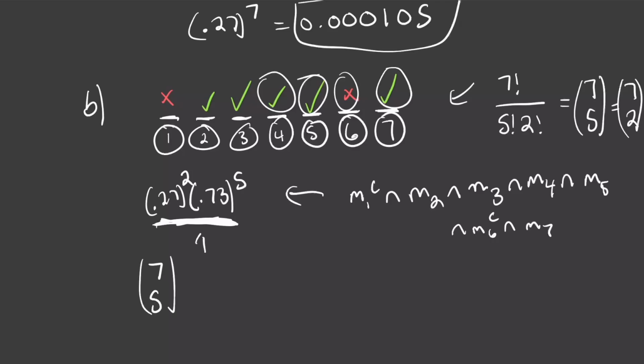So in conclusion, there's 7 choose 5 total ways that he can make 5 free throws and miss the other 2, and for each of these ways, he has a 0.27 to the power of 2 times 0.73 to the power of 5 chance of making 5 and missing 2.